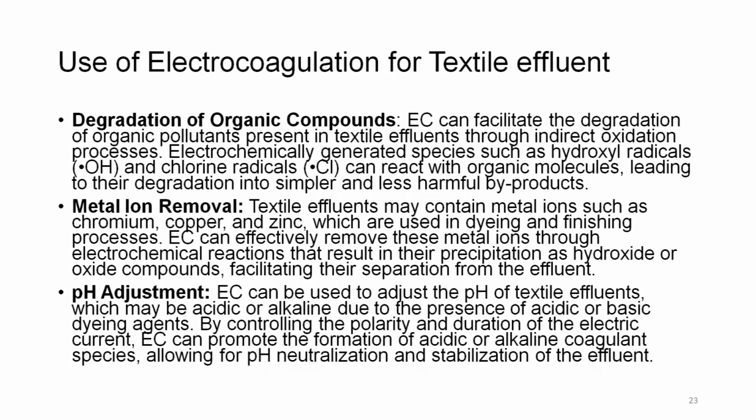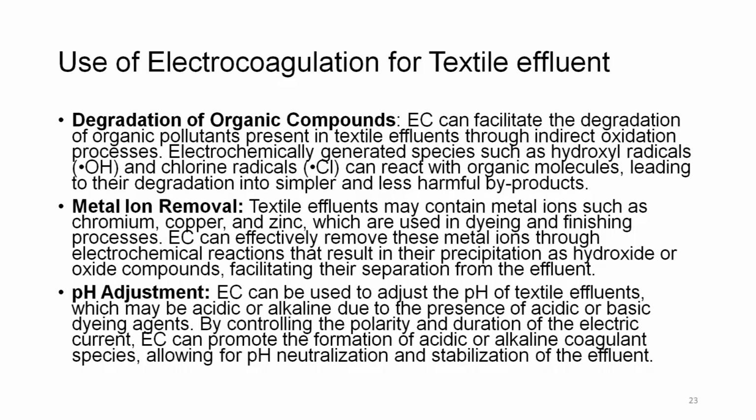Metal ion removal. Textile effluents may contain metal ions such as chromium, copper, zinc, cadmium, which are used in dyeing and finishing processes. Electrocoagulation can effectively remove these metal ions through electrochemical reactions that result in their precipitation as hydroxides or oxide compounds, facilitating their separation from the effluent.